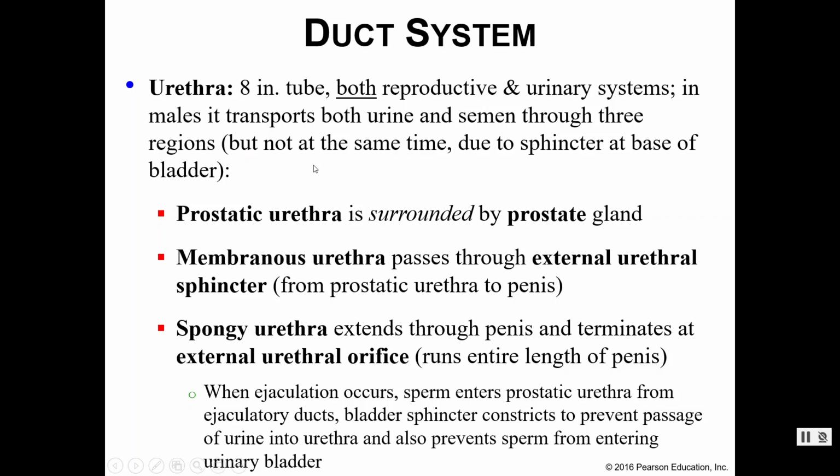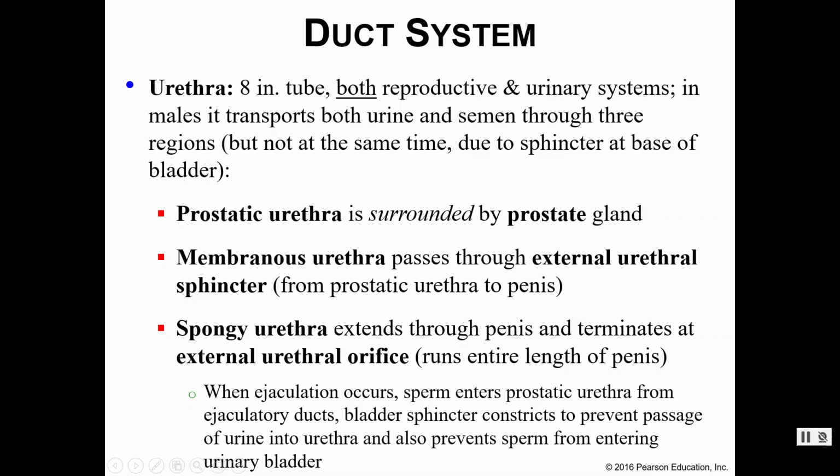Remember we're talking about male anatomy, so the urethra is about 8 inches long. It is both part of the urinary and the reproductive systems because we have both urine and semen traveling through the region, but not at the same time. There is a sphincter at the base of the bladder that prevents urination during ejaculation, so it's one at a time. We have 3 regions of the urethra.